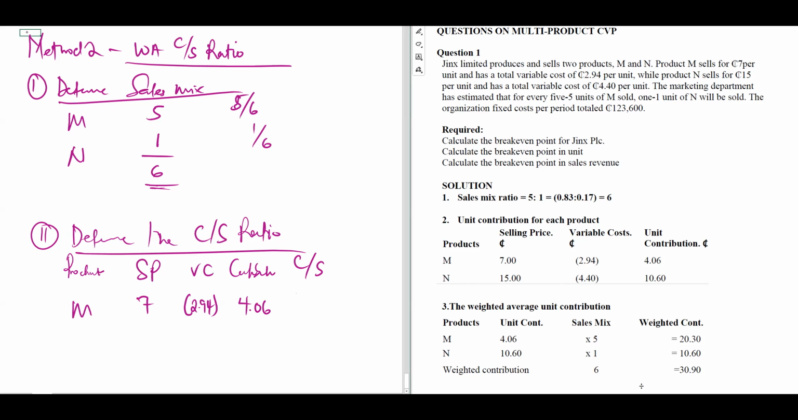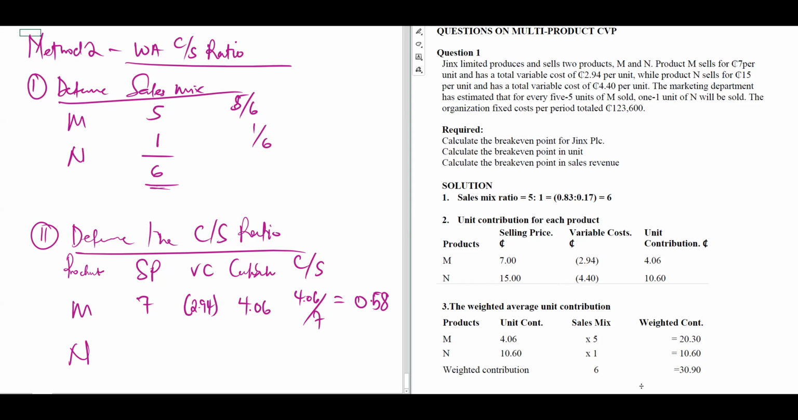Selling price was 7, so this becomes 4.06 over 7, giving us a CS ratio of how much? 4.06 divided by 7 is 0.58 exactly. So you just keep 0.58 as the CS ratio.